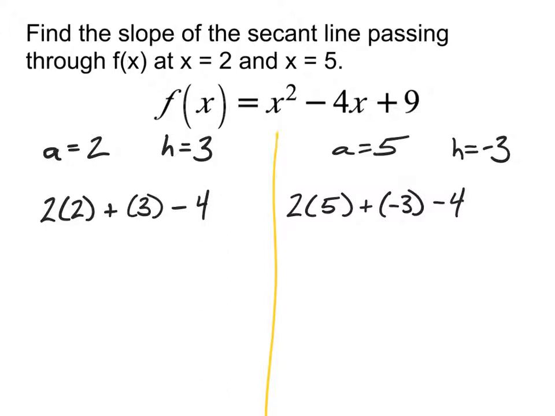Whichever way you did it, this is what your first line of work should be looking like. And in both cases, when you work all of it out, you end up getting 3. So notice, it doesn't matter which one you're choosing as a, as long as you then account for the h appropriately from there.